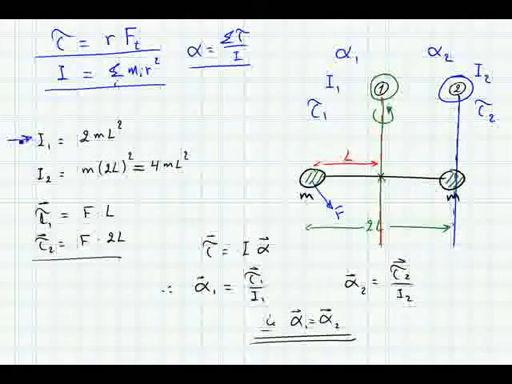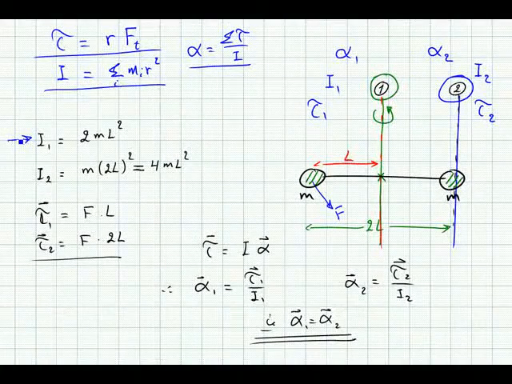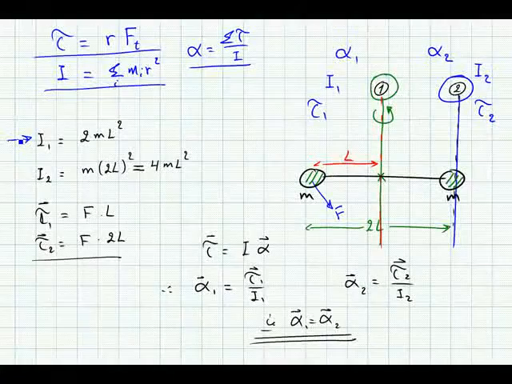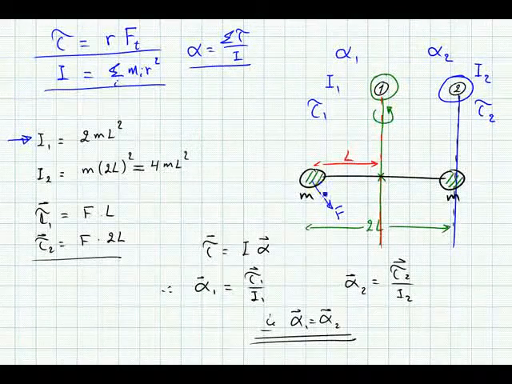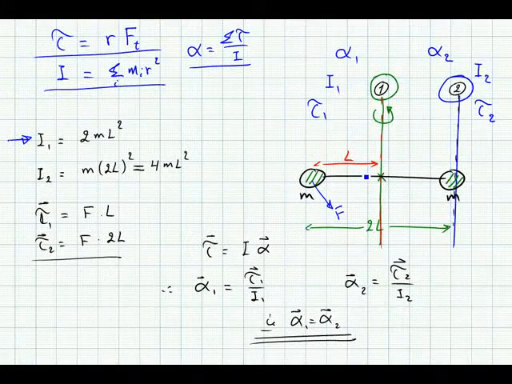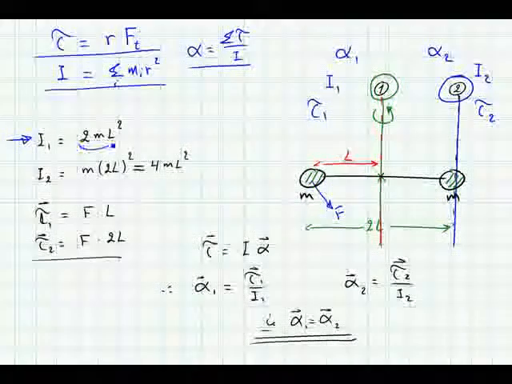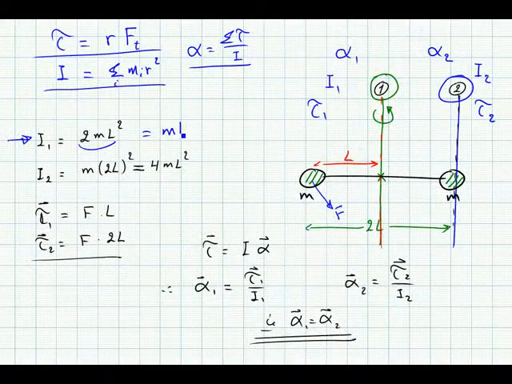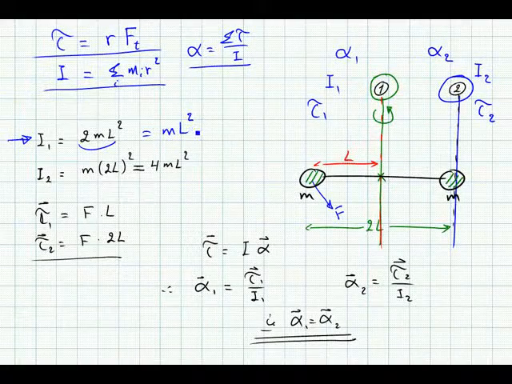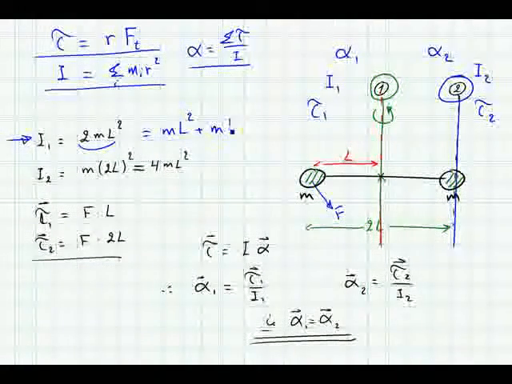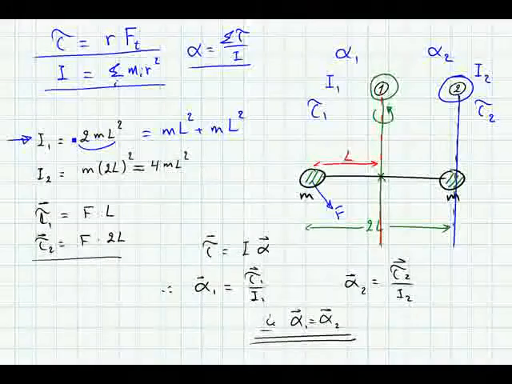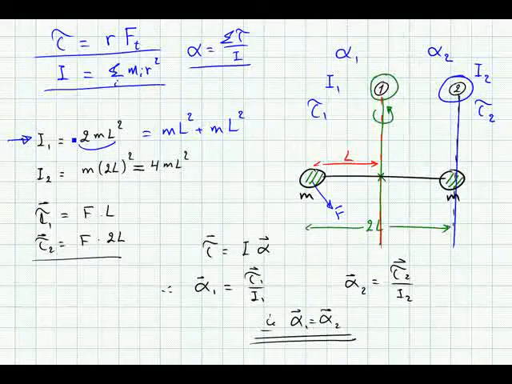So let us consider the moment of inertia for scenario 1, I1. We have ml squared plus ml squared, which is 2ml squared. So this is the moment of inertia of the mass on the left hand side, plus the moment of inertia of the mass on the right hand side, which is equal to 2ml squared.